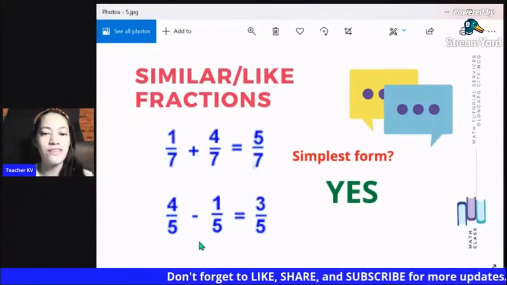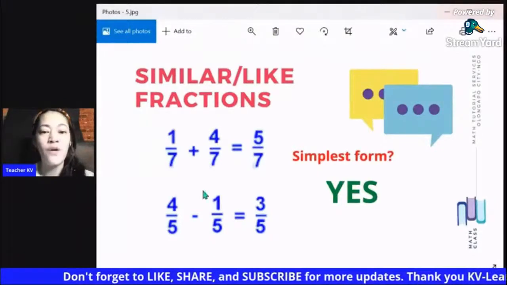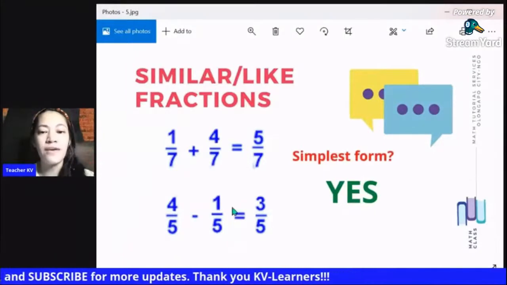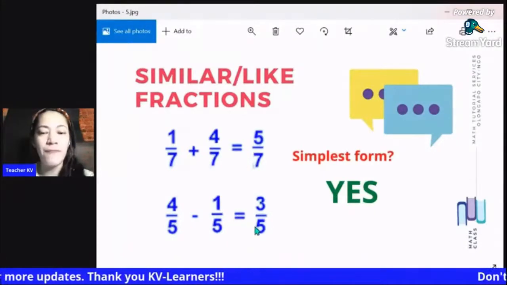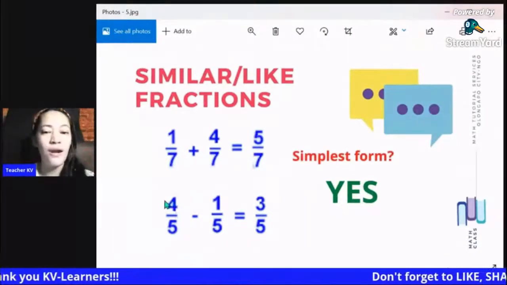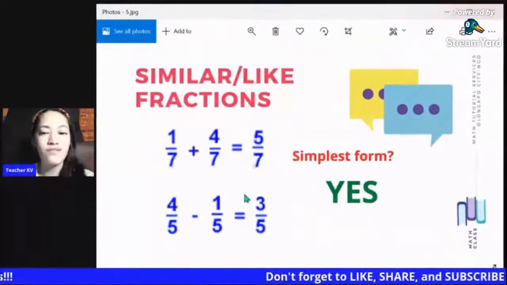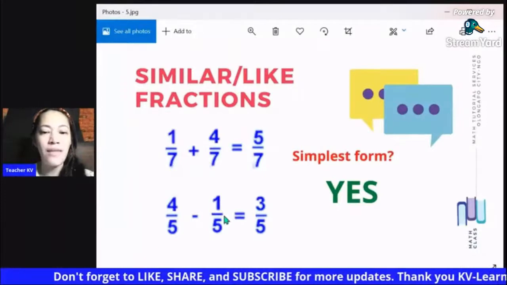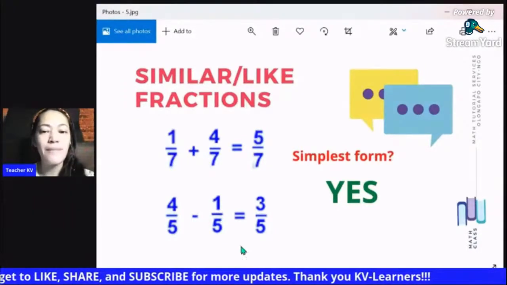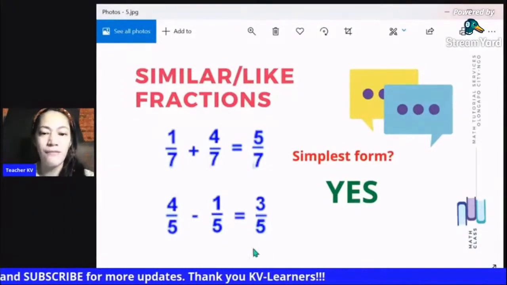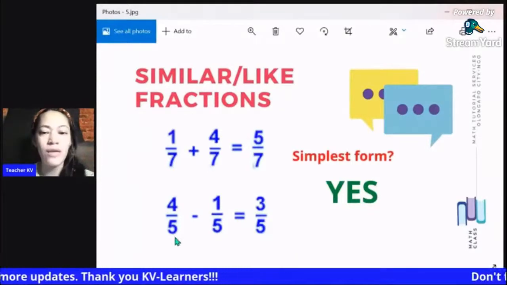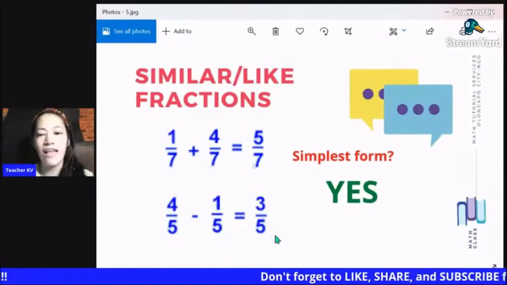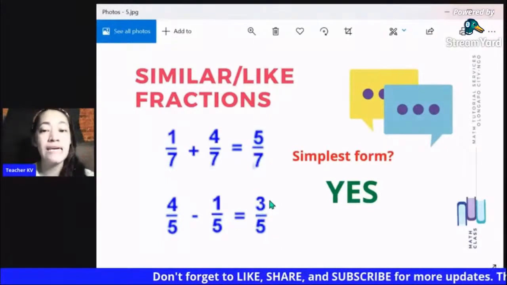Ganon din dito sa subtraction natin. 4/5 minus 1/5 is equal to 3/5. Bakit? Kasi 4 minus 1 equals 3. And since they both have the same denominator, simply copy the denominator. So dahil 5 ang kanyang denominator, kinopya lang natin at inilagay natin siya dito sa ilalim. So, the answer is 3/5.